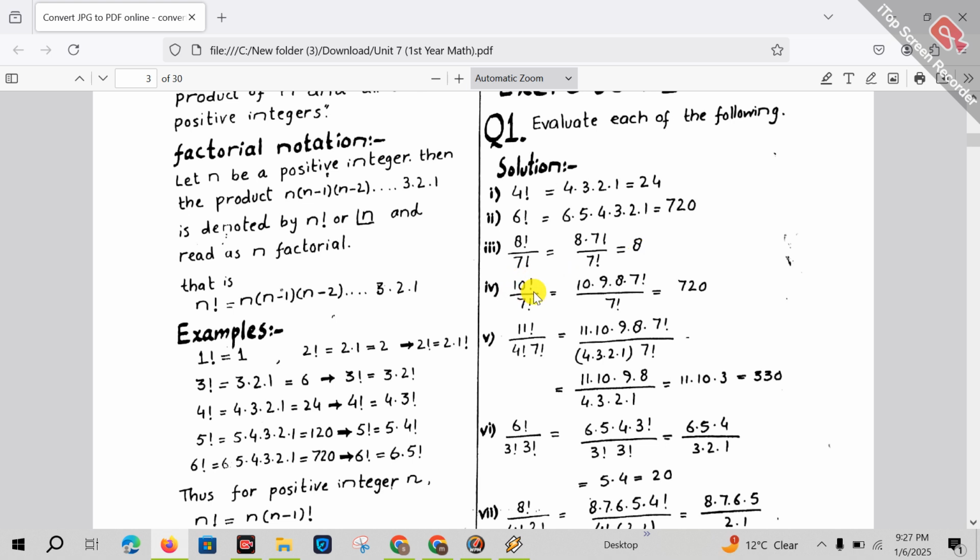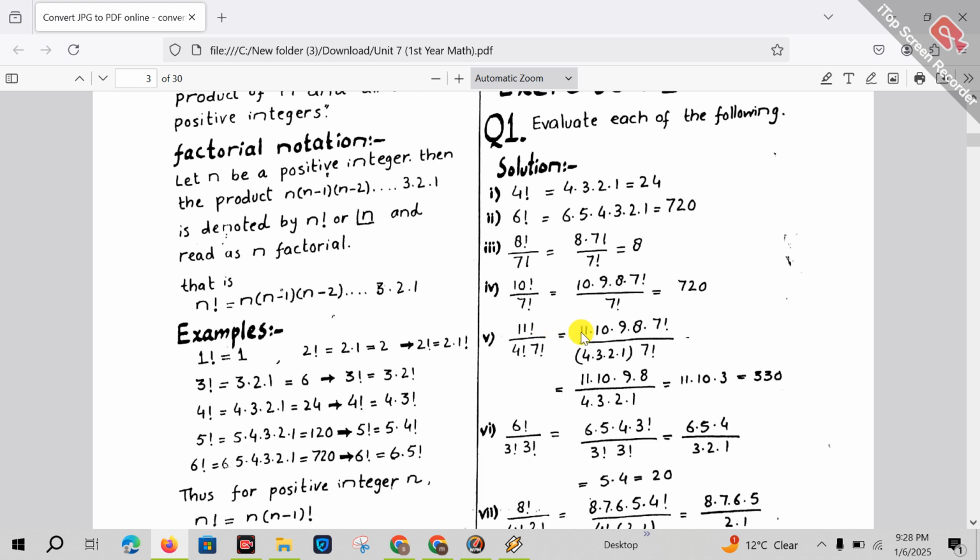Next is 10 factorial over 7 factorial. 10 is the bigger value, so we break it. 10 multiplied by 9 multiplied by 8 multiplied by 7 factorial over 7 factorial. This is equal to 720. This is very easy. And next is 11 factorial over 4 factorial into 7 factorial.